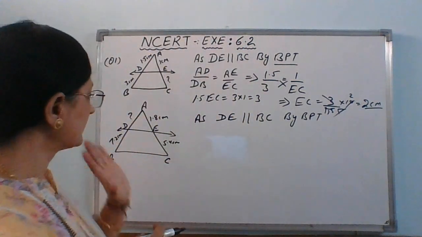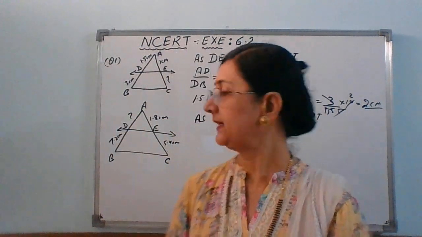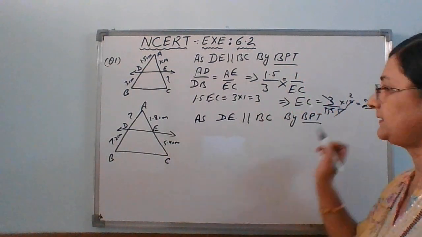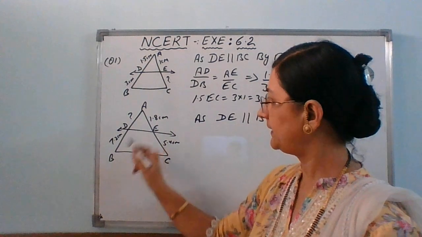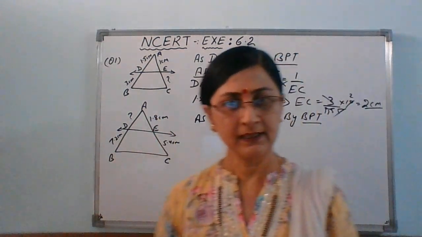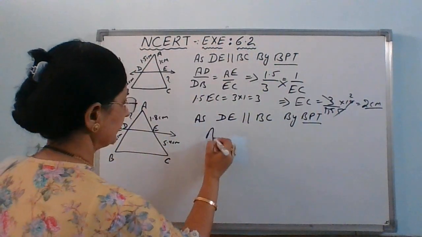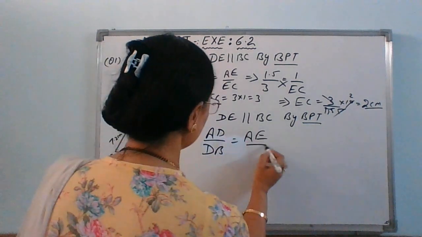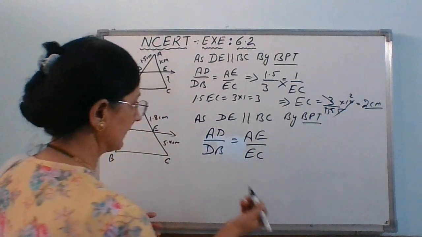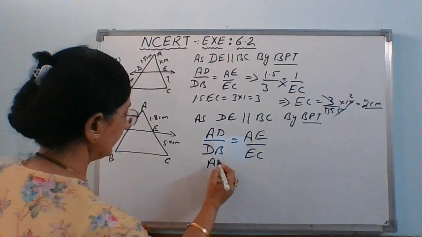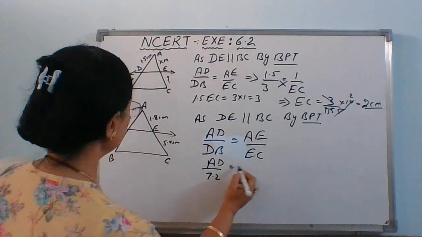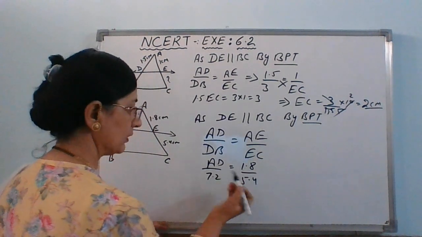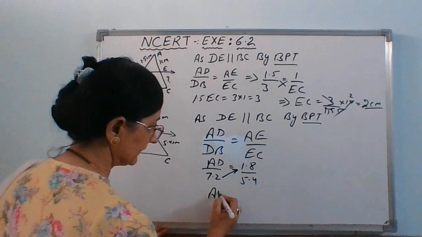Now the second is also of the same type. Here DE is parallel to BC, so by BPT the sides will be in ratio: AD upon DB is equal to AE upon EC. Let us substitute the values here. AD we are supposed to find, DB is 7.2, these are in decimals. So cross multiply, or just take this to the right side in order to find AD.